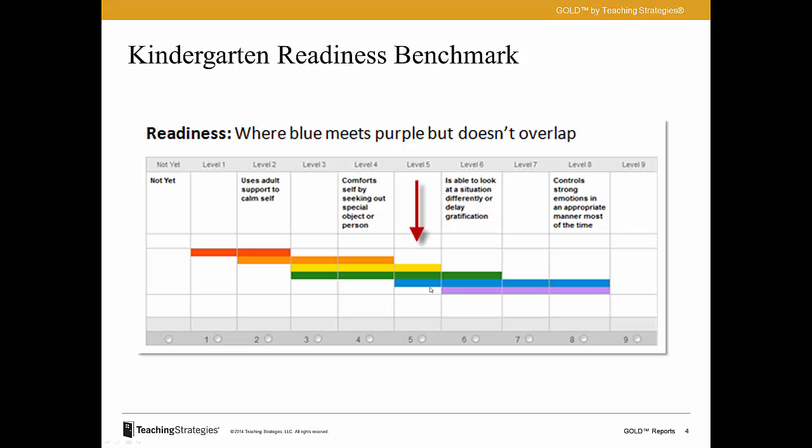And if blue and purple start at the same level, then it's just that first level where they both start. But usually, for most of them, there's a clear point where blue meets purple but they are not overlapping. So it's at that level 5.